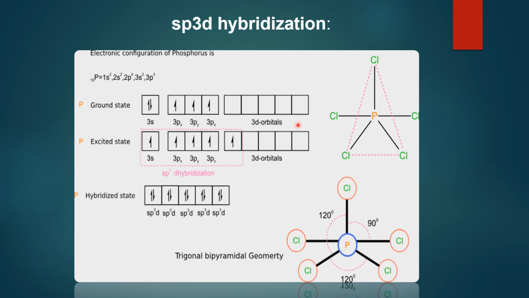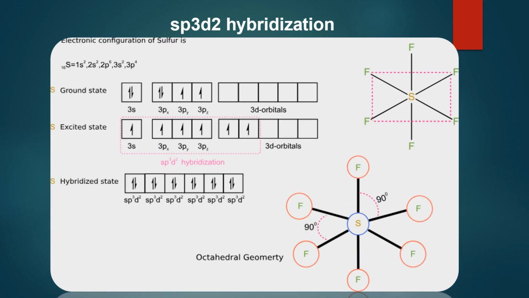Three hybrid orbitals lie in a horizontal plane inclined at an angle of 120 degrees to each other, known as equatorial bonds. The remaining two orbitals lie in the vertical plane at 90 degrees to the equatorial orbitals, known as axial orbitals. The best example for sp3d hybridization is what? The PCl5 molecule. That is the information regarding sp3d hybridization.